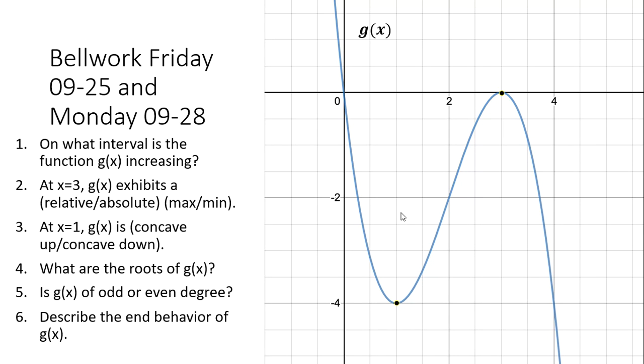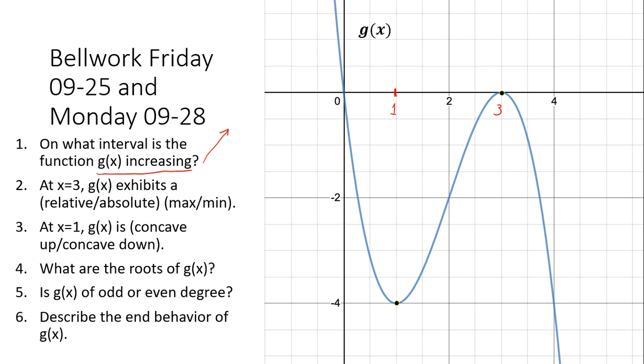Number 1, on what interval is the graph g of x increasing? Remember, increasing means that the graph is going up from left to right. So we're looking for behavior where the graph is doing something in this direction, right? This is a multiple choice question on Kidam as well, but if you look immediately, the first interval is from negative infinity to 1. And remember, notice your scale here, every other tick mark is 1. So that's 1, that's 3.